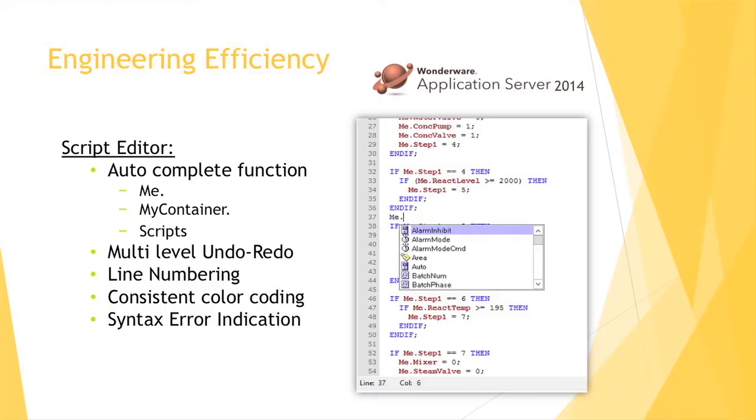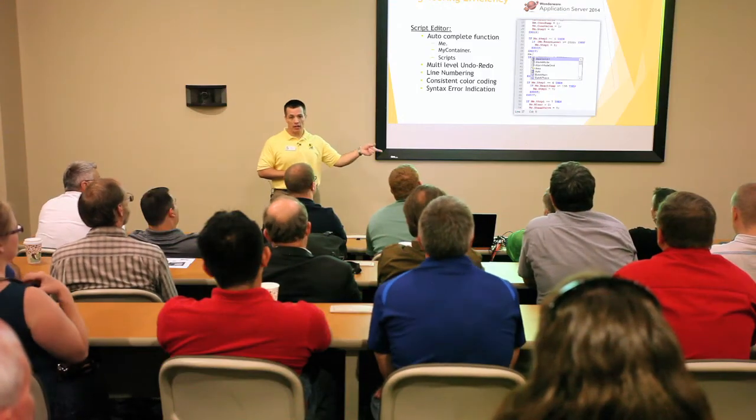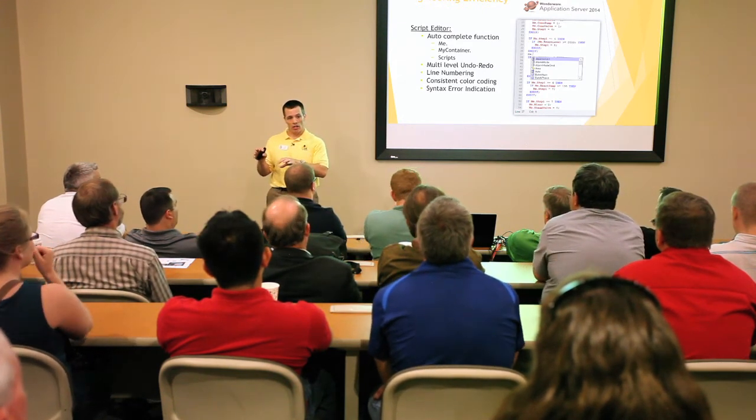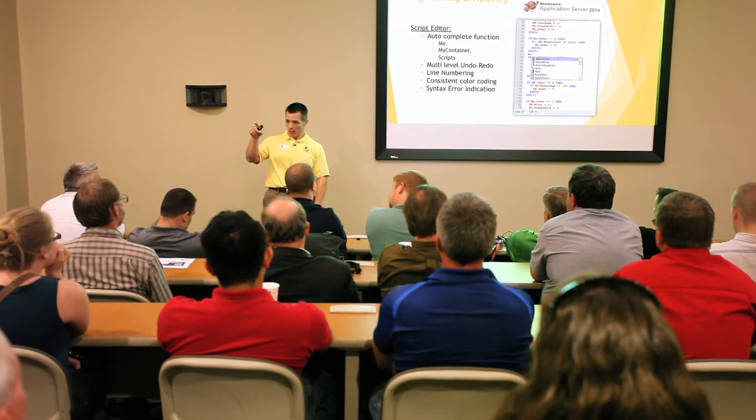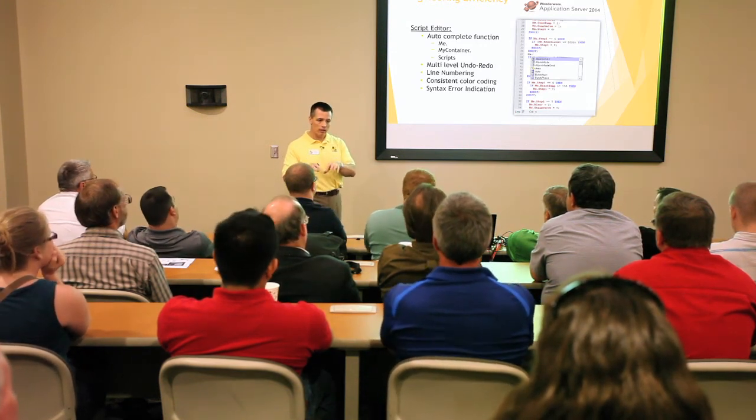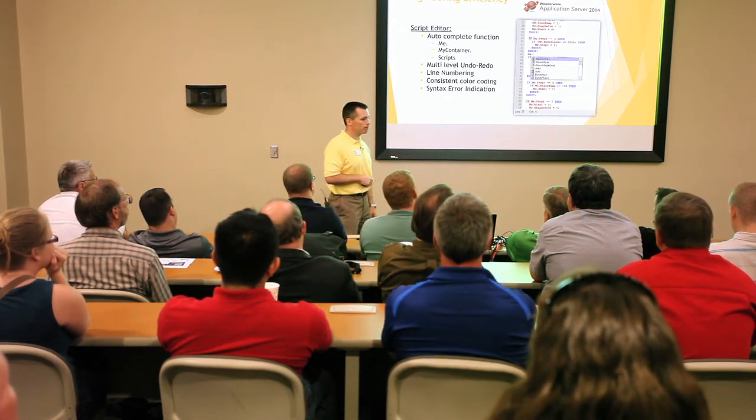Some scripting enhancements. This one's really cool. There's now type ahead. So when you start typing in me dot, it's going to give you a list of the attributes on your particular object. Really, really handy. Big time saver. The type ahead also works when you're configuring custom properties on graphics. So now instead of having to hit the ellipsis and go browse for your attribute, you can just start typing and it will find it. Very cool.